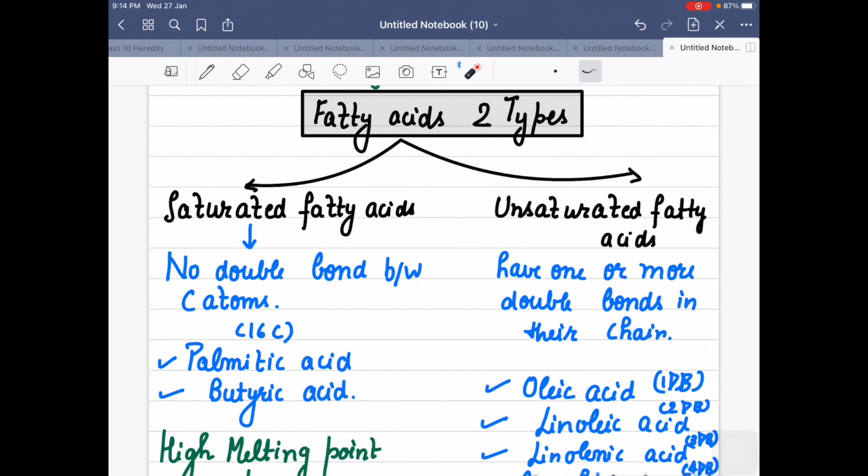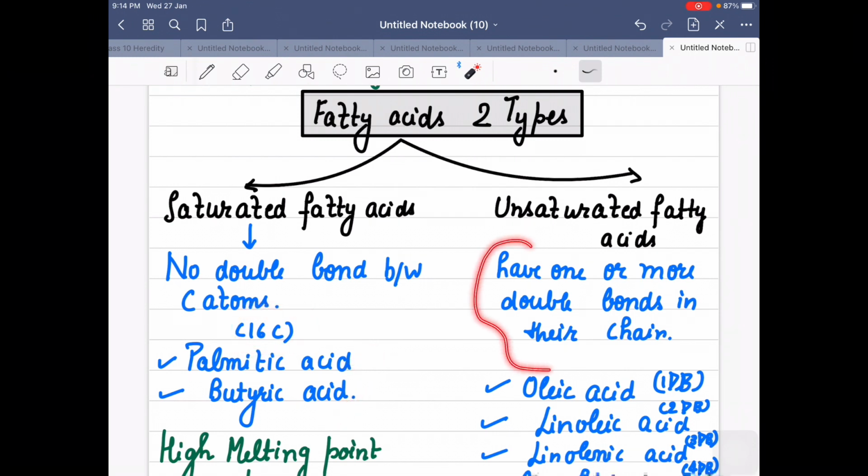So those fatty acids which do not have any double bond between carbon atoms are known as saturated fatty acids. An example is palmitic acid. It has 16 carbons, as does butyric acid. Unsaturated, what do we call them?